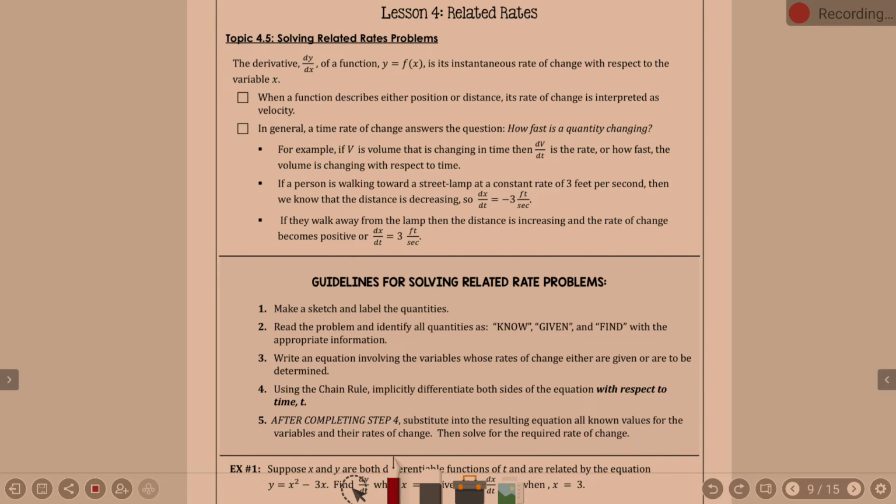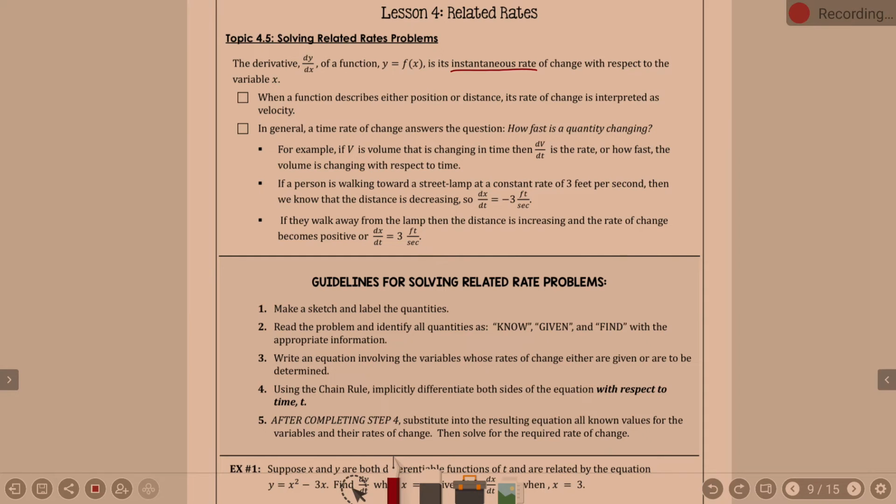As we look at the first page, we have some reading to do here. The derivative dy/dx of a function f of x is its instantaneous rate of change, with respect to the variable x. When a function describes either position or distance, its rate of change is interpreted as velocity. So if the basic function is position, the derivative of position is velocity.